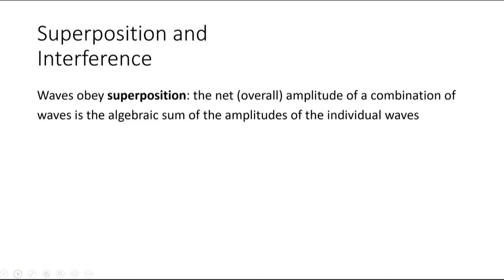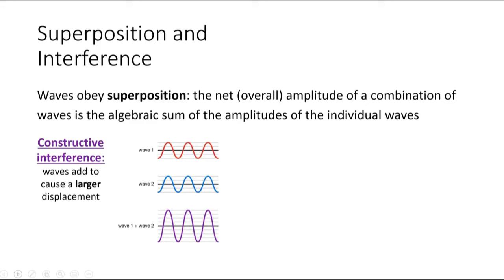Okay, so the basic idea of superposition of waves is that waves at the same location at the same time will add. So what that means is that the overall or observed amplitude of the resulting wave is going to be the algebraic sum of the amplitudes of the individual waves at each point in space and each point in time. Okay, so let's go ahead and look at some examples here.